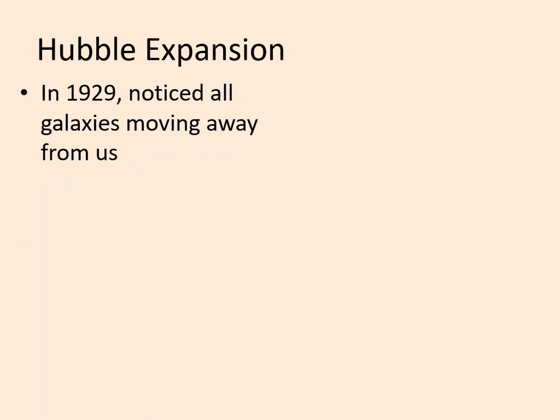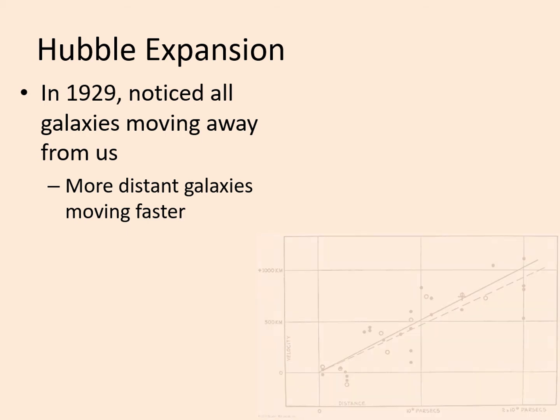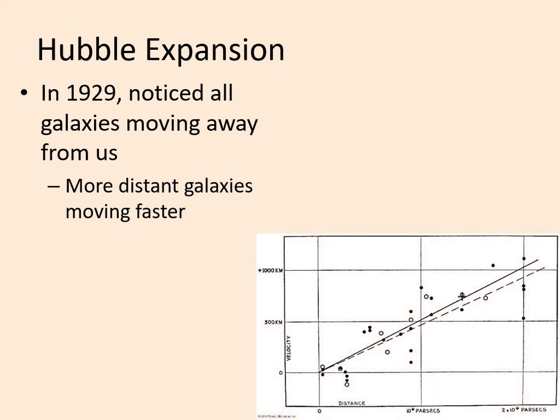In 1929, Edwin Hubble and his colleagues noticed an important trend in galaxies. Most galaxies are moving away from us, but what Hubble's team saw was that there's a direct connection between how far away a galaxy is and how fast it's moving. The graph at the bottom is from the original paper describing this result.